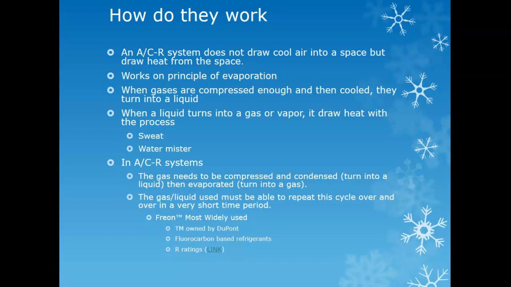In ACR systems, the gas needs to be compressed and condensed and then evaporated. It must be able to repeat the cycle over and over in a very short time period.